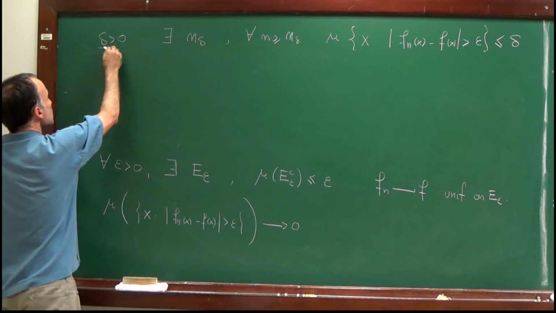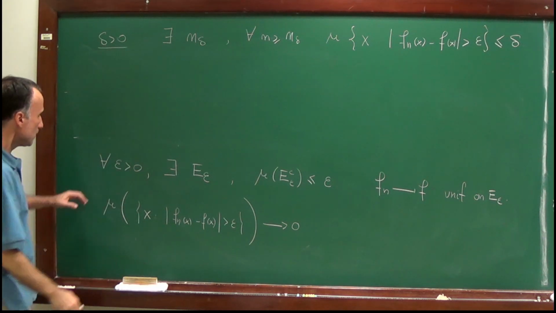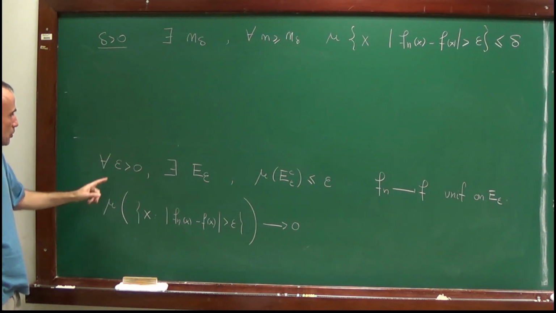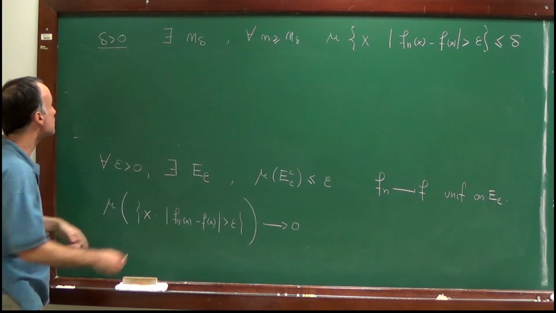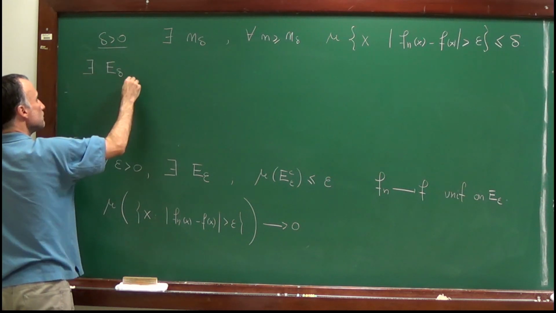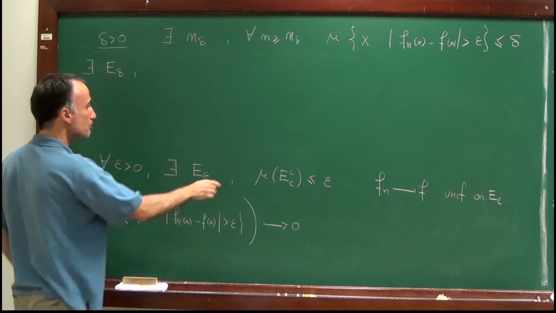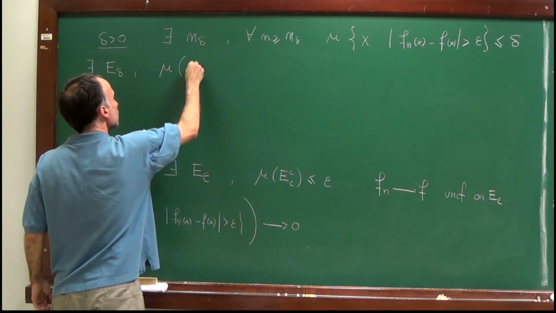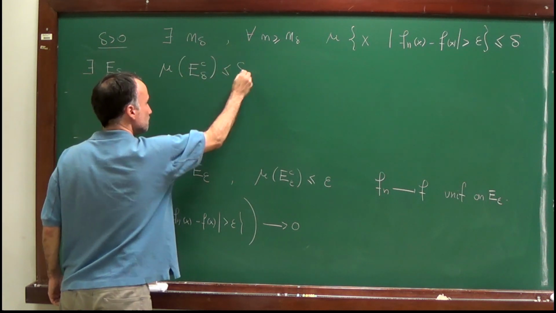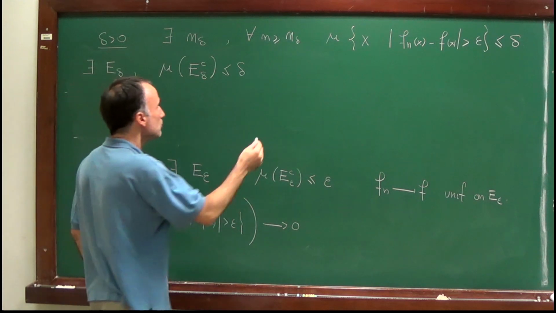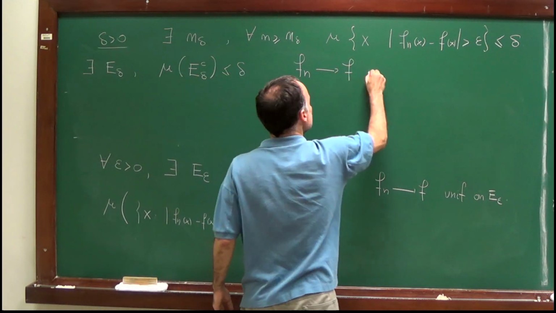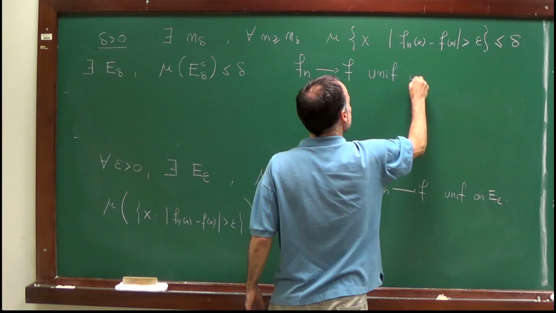Okay, so given that delta, here epsilon I will take as epsilon delta. So given that delta, I know that there exists a set E delta, such that the measure of the complement of E delta is bounded by delta. And I know also that fn is converging to f uniformly on E delta.